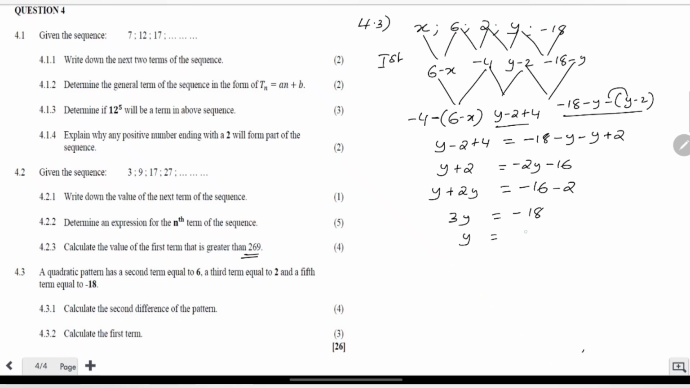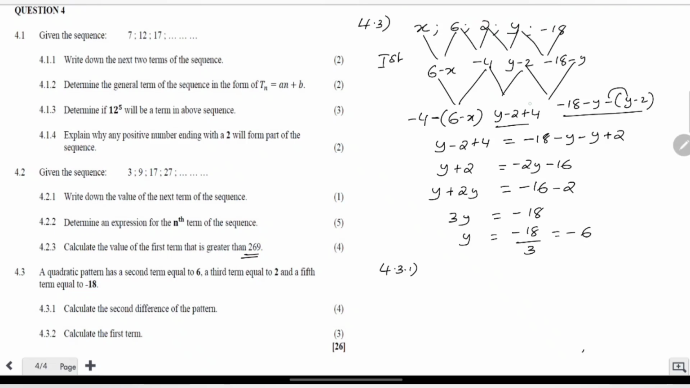Therefore, y is equal to, divide both sides by 3. That is minus 18 divided by 3. Answer is minus 6. We got it. The value of y, we got it. Though it is not asked here, but they want what? First question, 4.3.1. You have to find the value of the second difference, isn't it? So we can get it easily because you know the value of y.